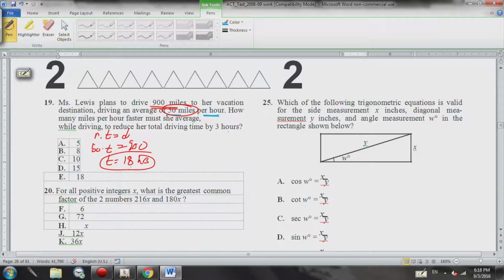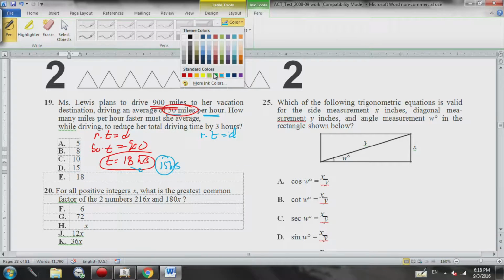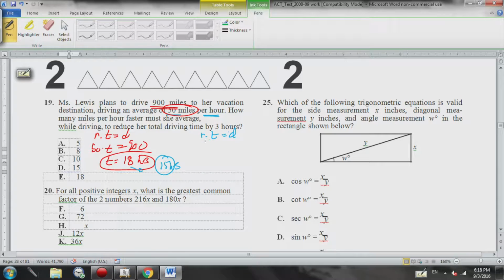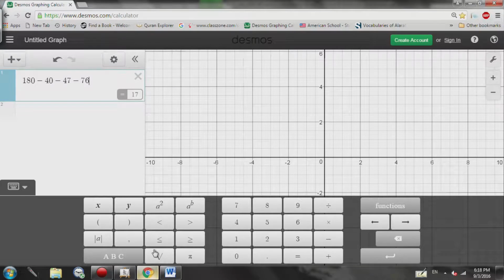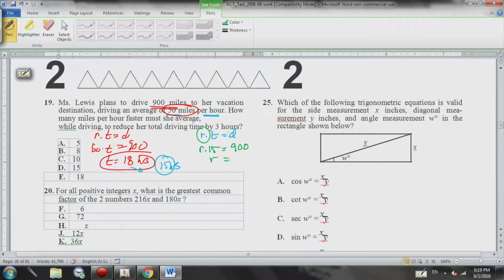Now she wants to speed up a little bit so she can cut this time down by 3 hours, so she wants to do it in 15 hours. Well, rate times time equals distance still. That hasn't changed. We're trying to figure out the rate. So rate times 15 equals distance, still the same, 900. What's 900 divided by 15? That's going to be 60. So her rate is going to be 60 miles per hour.